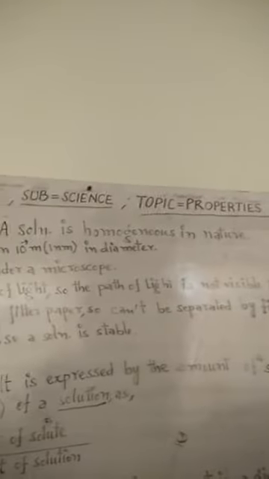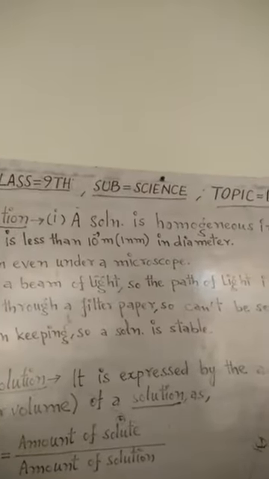That means if we take some volume of this solution, we will find that the number of solute particles is same in equal amount of solution. This means that in the solution, the particles have dissolved in the solvent uniformly. This is the first property, that a solution is homogeneous in nature.